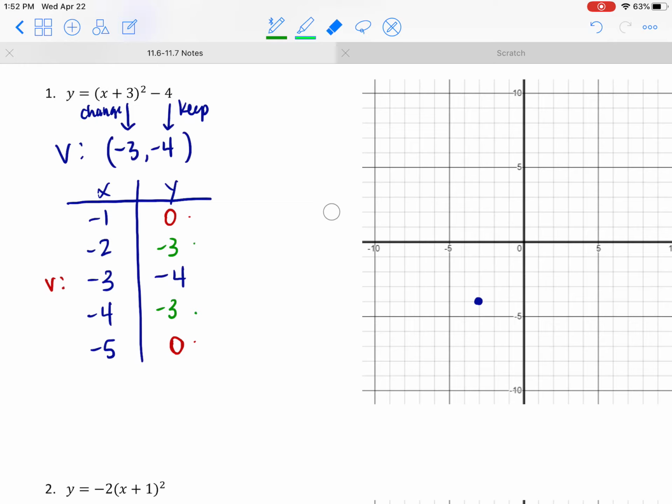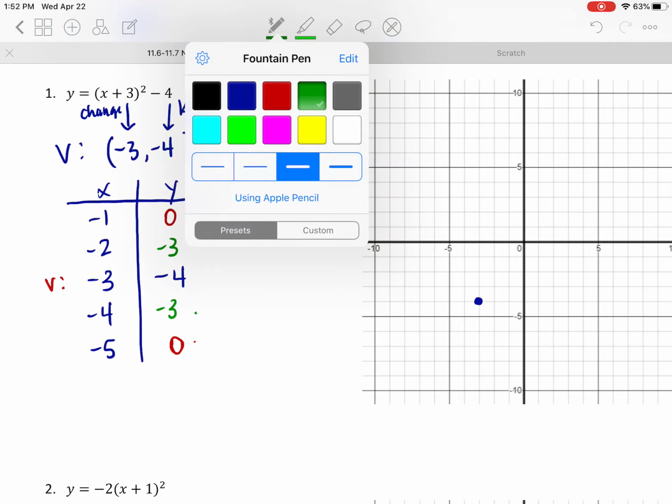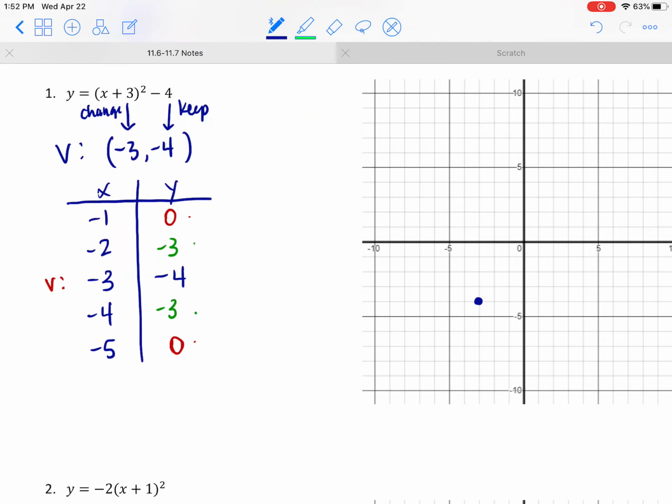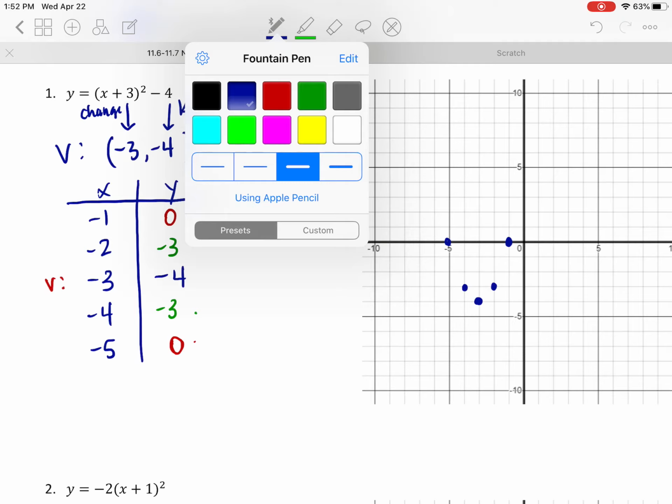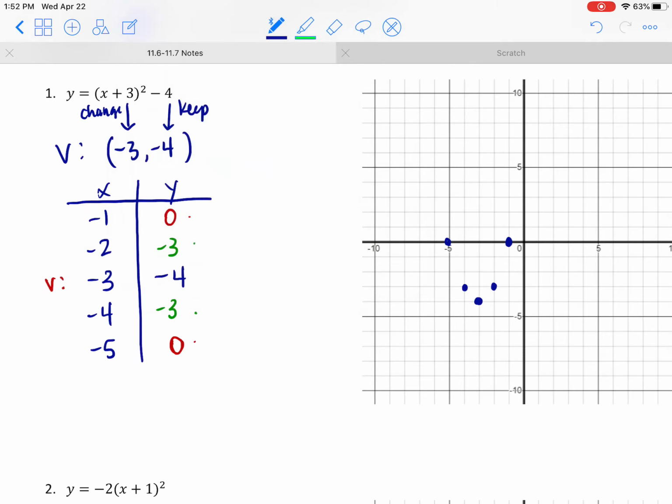Alright, so when we go to make the table, I don't actually have to fill in the whole table. If there's going to be symmetry, I just really need the first half, and the other half will kind of follow. Okay? So now we have 5 points. We can make our parabola. So we have a point at -1, 0. That's here. At -2, -3. At -3, -4 is our vertex. We plotted that. -4, -3. And then -5, 0. And there we have our graph.